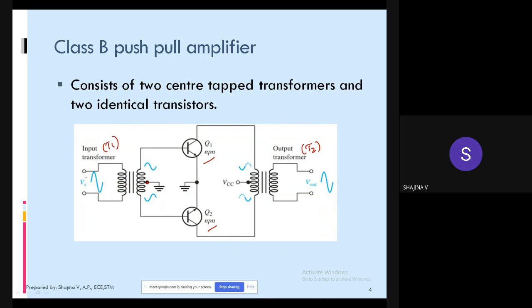You can just take the circuit diagram, that is this input transformer T1, and here the secondary, that is the center terminal of the secondary is connected to ground, and here we are connecting both emitters to ground, and the collectors of these two transistors are connected to the primary of the output transformer. At this point we are connecting the VCC. And from the secondary of the output transformer we are taking the output. You can just take the circuit diagram, that is two transformers and two transistors.